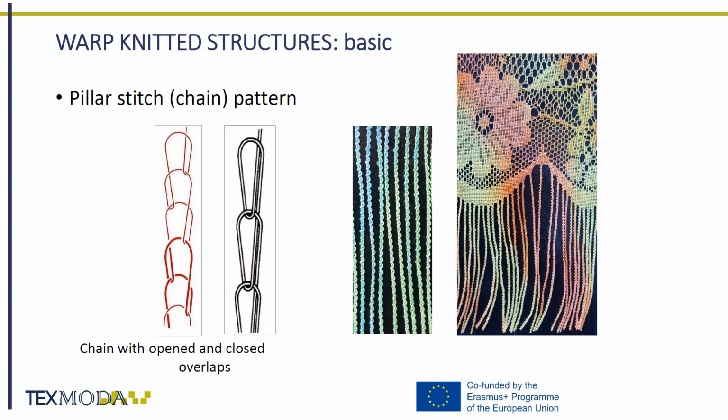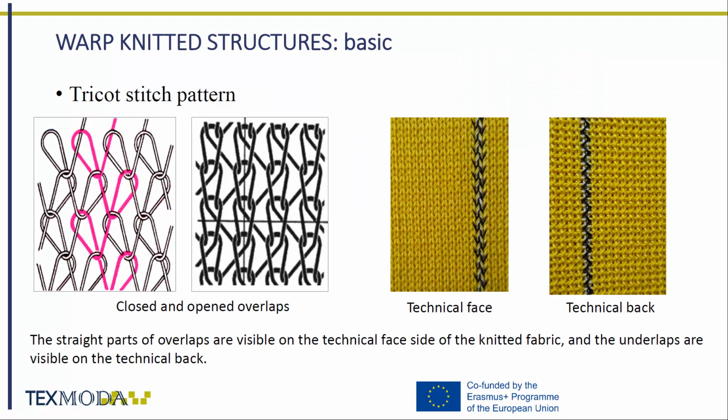In the case of direct laying, each yarn is bent into the loops always on the same needle and creates chain structure. Pillar stitch itself doesn't create knitted fabric but can be used in combination together with other warp knitted patterns or as decorative element. In the case of alternating laying, each yarn is laid on two adjacent needles in turn and creates tricot stitch pattern.